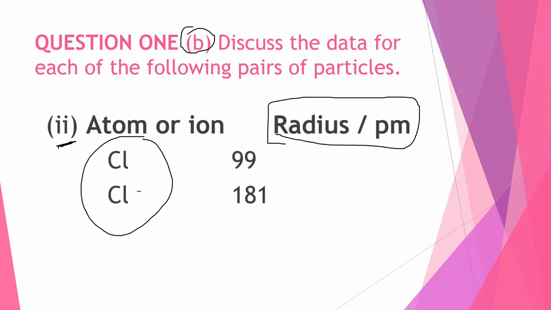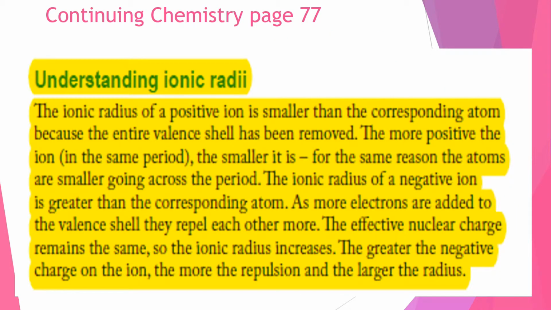And they have given you the radius of the chlorine atom, which is 99, and the chloride ion, which is 181 and is larger. So they want you to discuss why the radius of the negative ion is larger than the radius of the atom. So if you go back and look at your definition, I've taken the definition from page 77 of Continuing Chemistry.